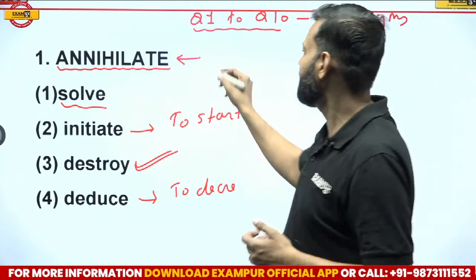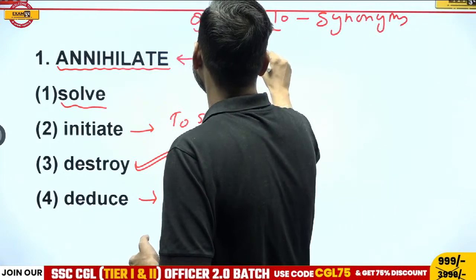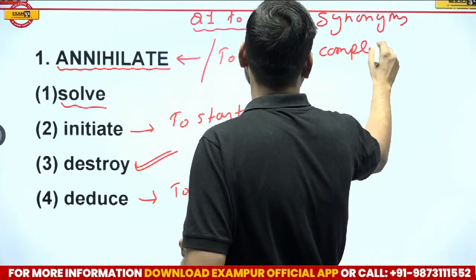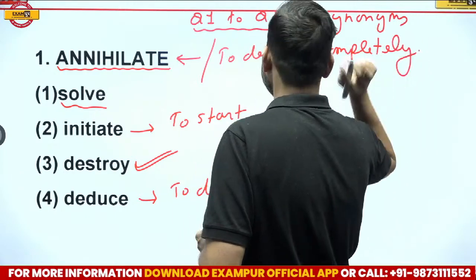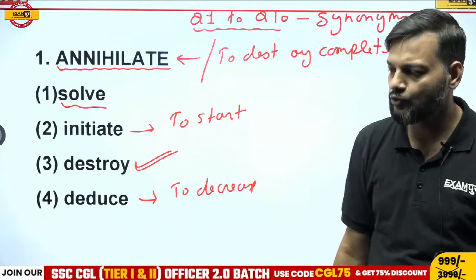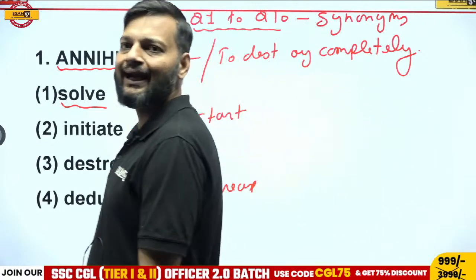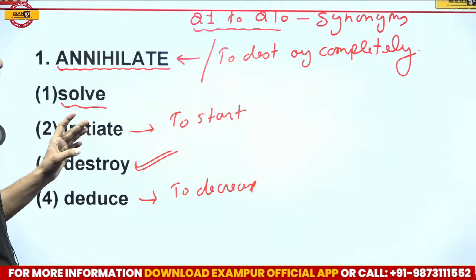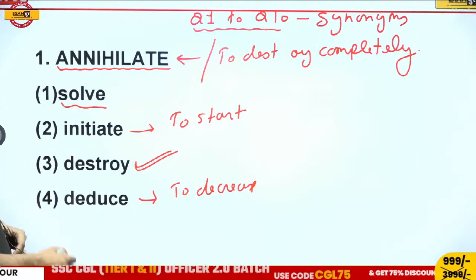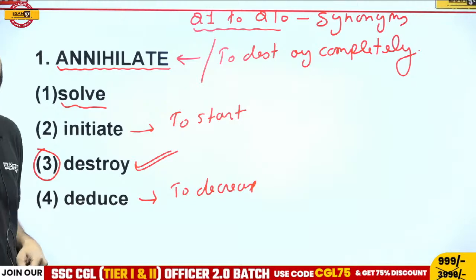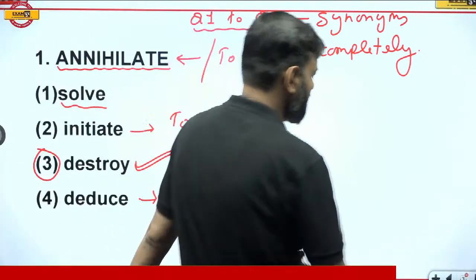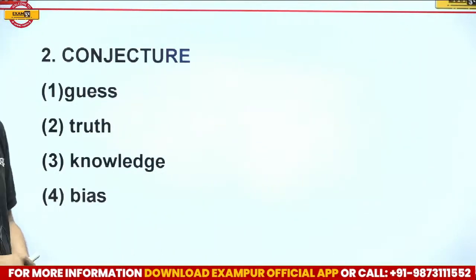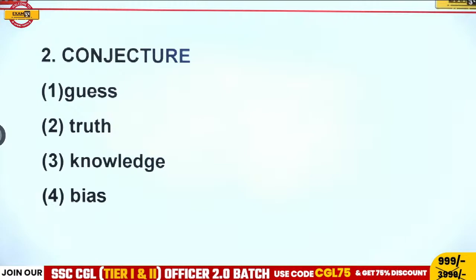Okay, annihilate means to destroy completely. So the answer of annihilate is to destroy. Clear? Now let's see the next word. Next word is conjecture.